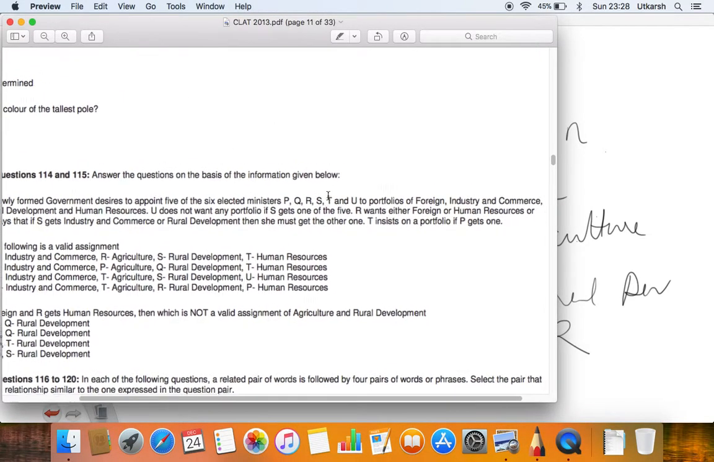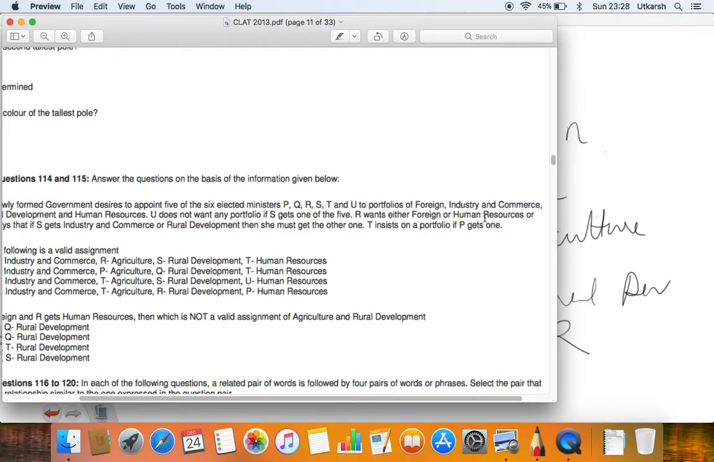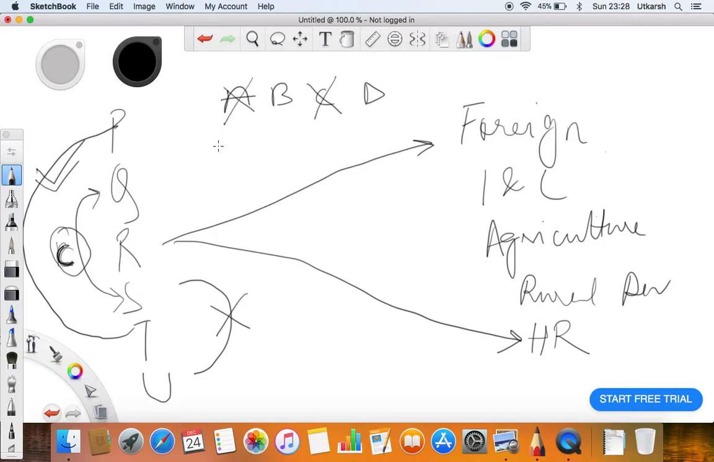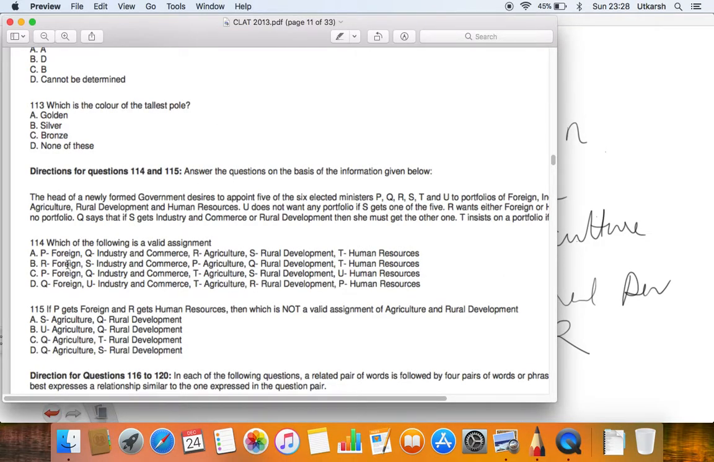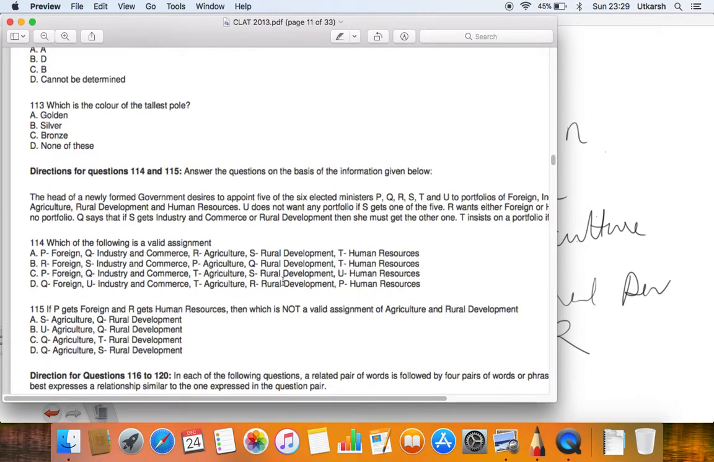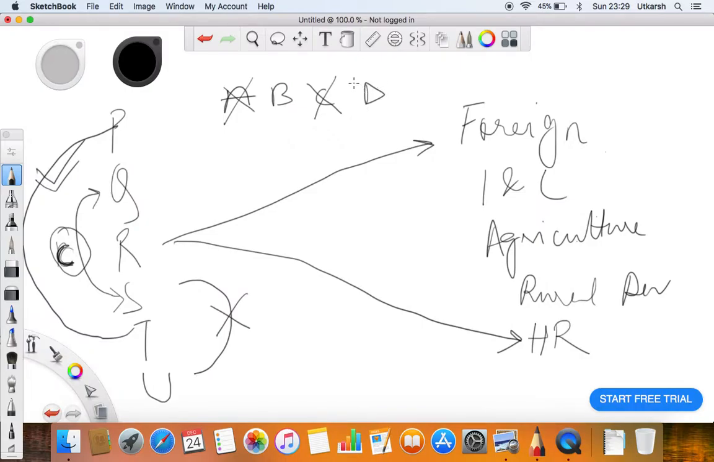Then let's look at the next one. It says R wants foreign or HR or no portfolio. So anywhere where, here R has agriculture. So A is gone, right? B, R has foreign. So that's fine. C, R is not there, but oh, C is already eliminated. Sorry. D, R has rural development, but that also is different. So we have gotten our answer just using two options, right?